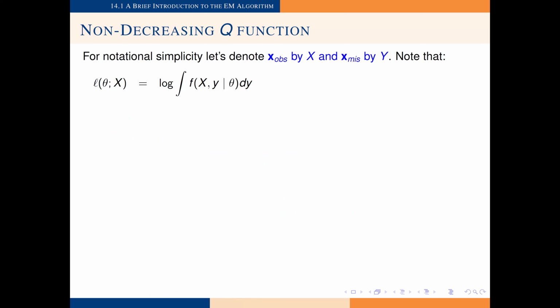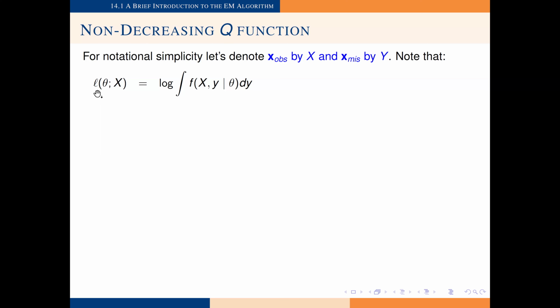Okay. To show why the EM algorithm works intuitively, I want to discuss the non-decreasing Q function. So for notational simplicity, let's not use X observed and X missing anymore. Let's simply suppose that our observed data is called X and our missing data is called Y.